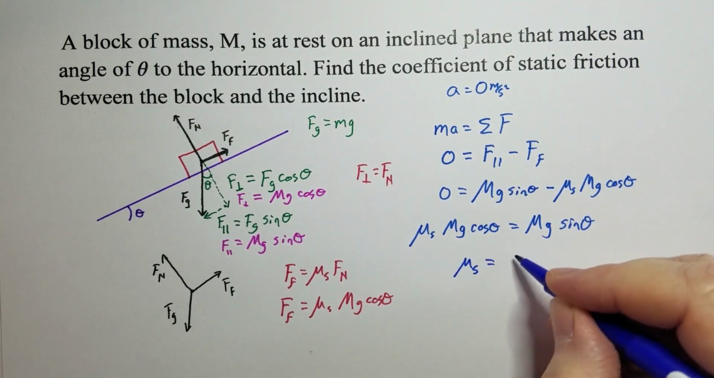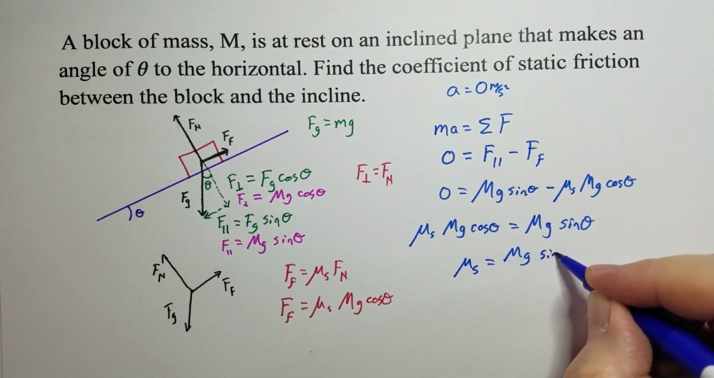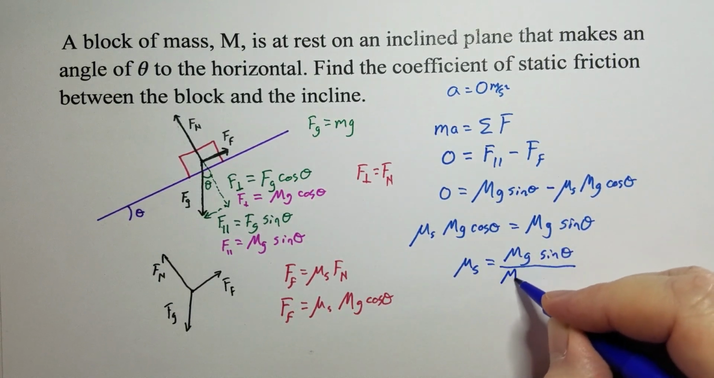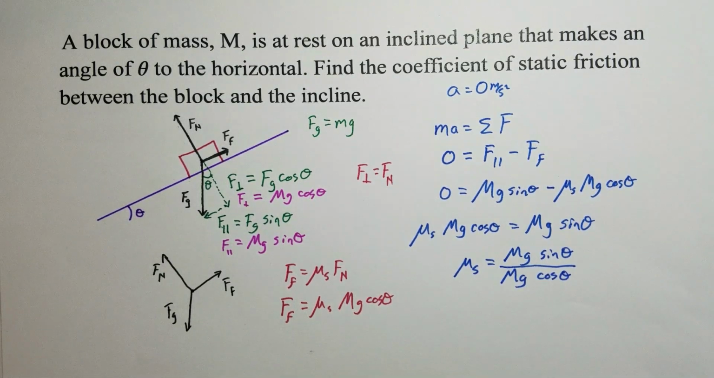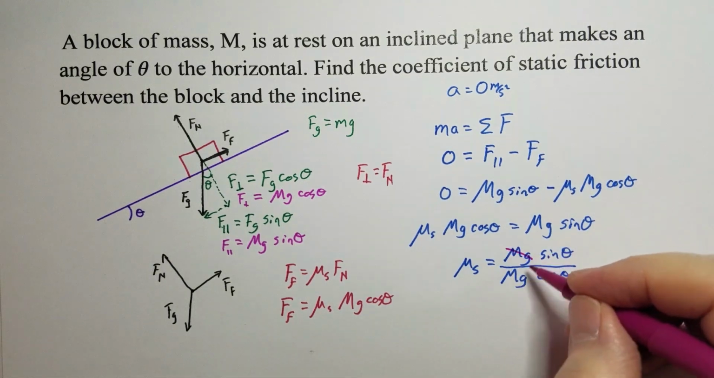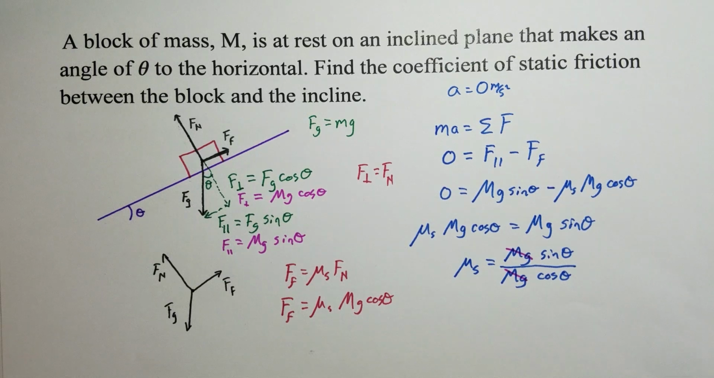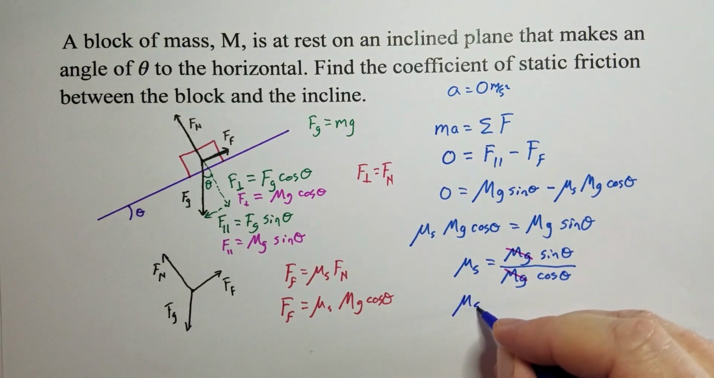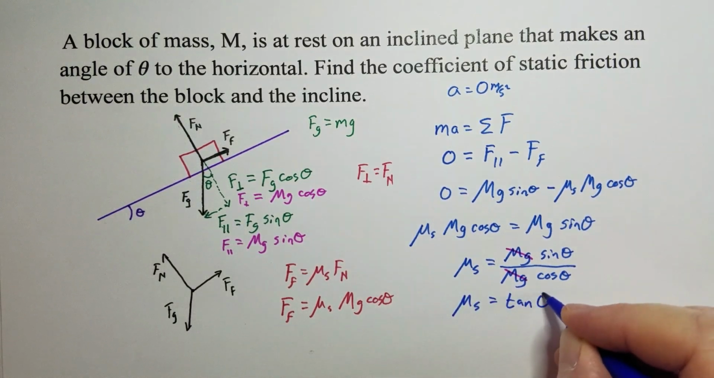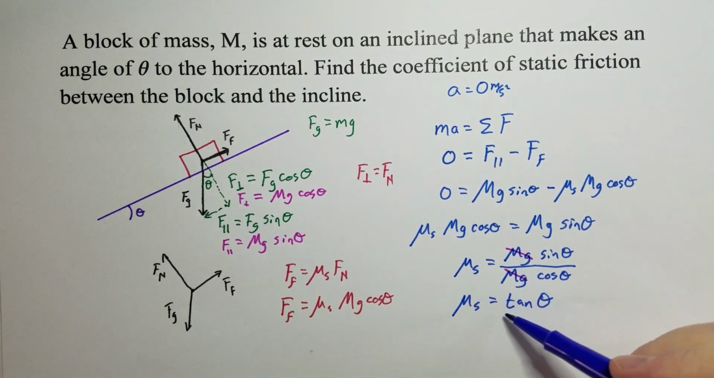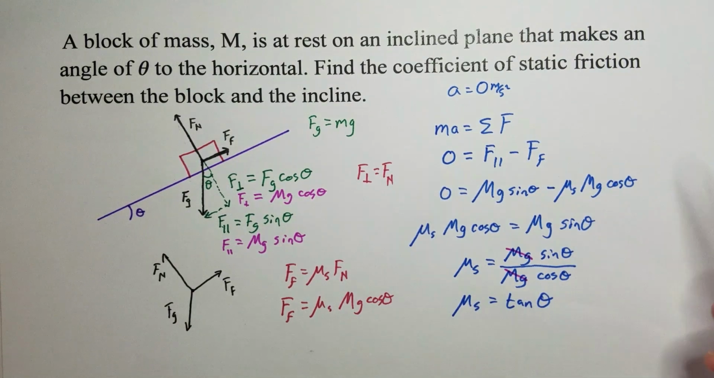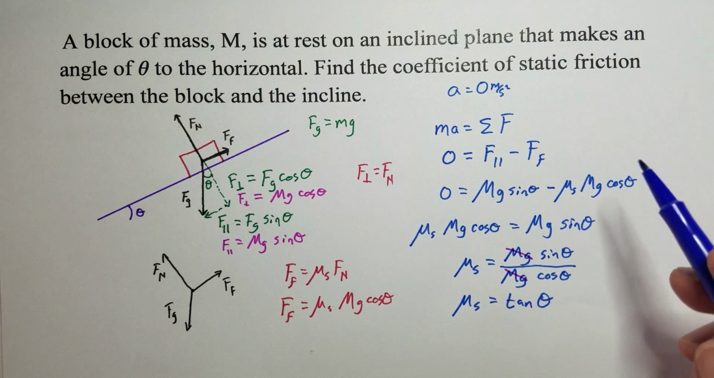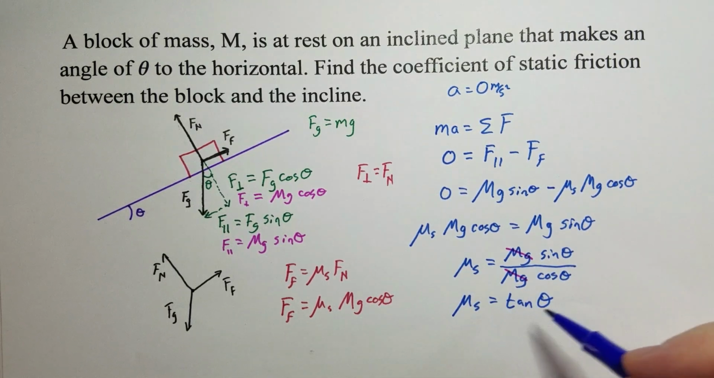And we get a really interesting solution. So we get mg sine theta over mg cosine theta. And what happens is the mg's cancel each other out. So we get sine over cosine, which is tangent. So the coefficient of static friction will be equal to the tangent of theta. Same thing if it's sliding down at a constant speed, then the coefficient of kinetic friction will also be equal to tangent theta.